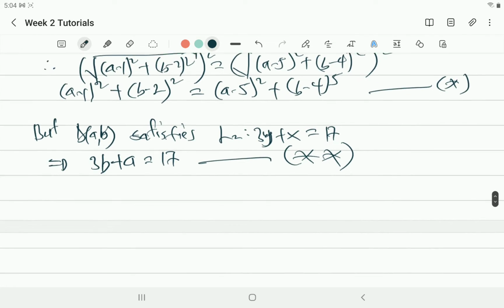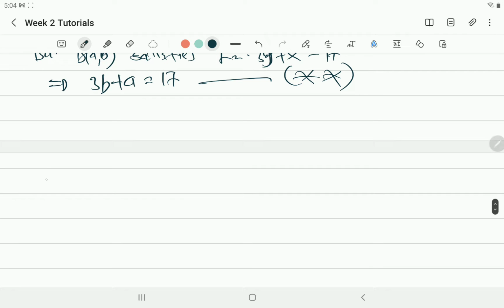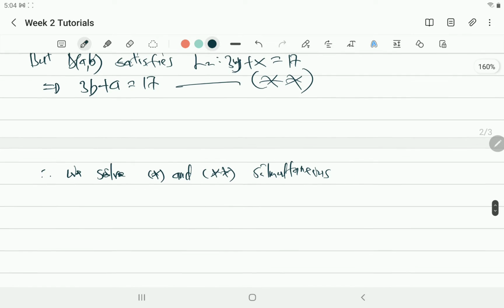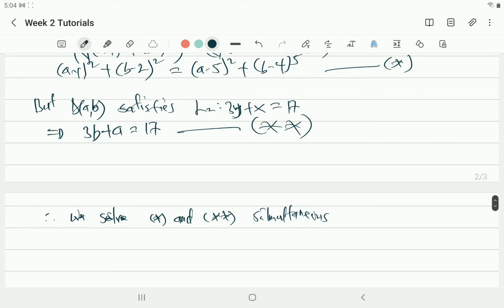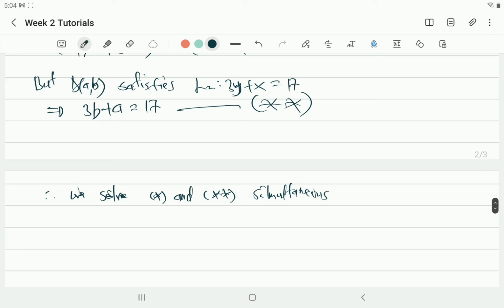So we solve equation star and star star simultaneously. All the friction on my tablet is gone. It has become very slippery, unfortunately. Sorry about that, I have to change the tip of my pen. So I now go for those two equations and solve them simultaneously.